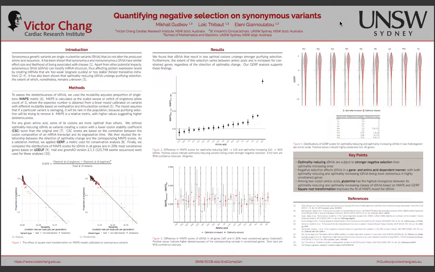This work is titled Quantifying Negative Selection on Synonymous Variants. Synonymous variants are defined as single nucleotide variants that replace a codon with a different one, encoding the same amino acid. There are many potential consequences of synonymous variants, but in this project, we're interested in their effect on messenger RNA stability and degradation. Here we used a recently developed metric called MAPS, or the mutability adjusted proportion of singletons, to study the deleteriousness of these mutations.